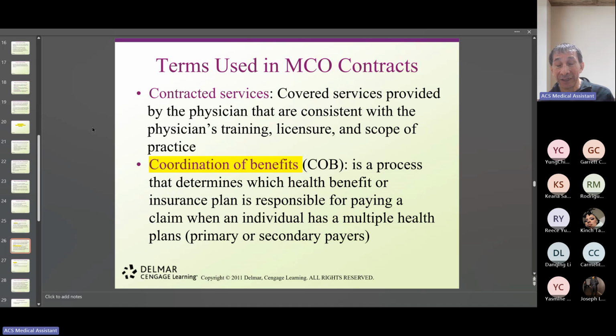So when we coordinate benefits is when we see who is going to pay for your services. When we ask which insurance plan, you have an insurance, you have a secondary insurance. If you have only one, that will be responsible for it. If you have two, who is going to pay the highest amount? Because if you have two insurances, remember, it's not that you actually get two insurances, you might.